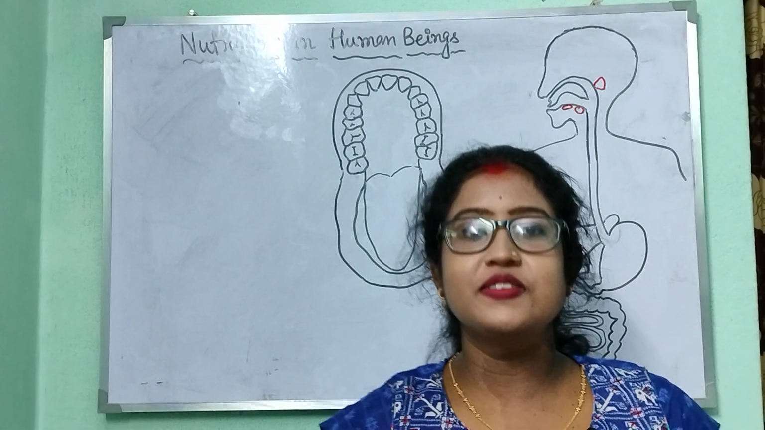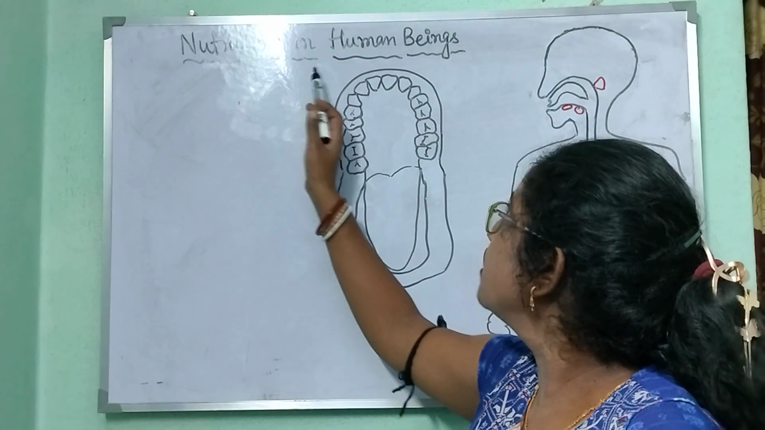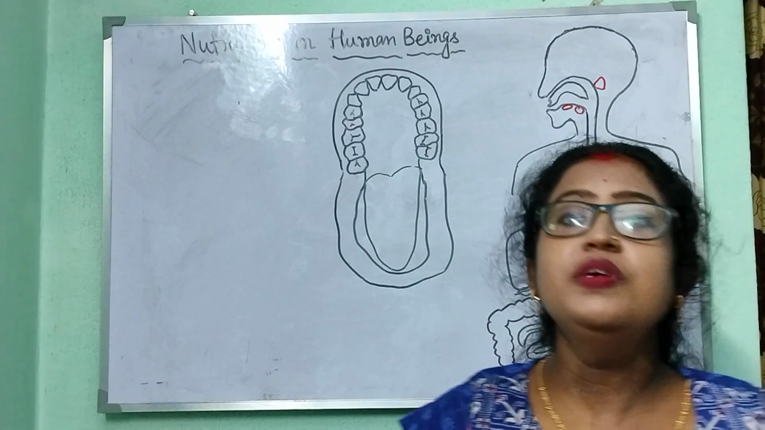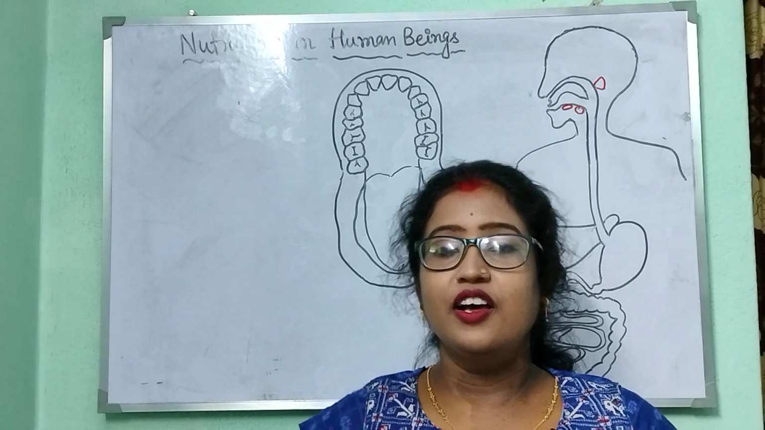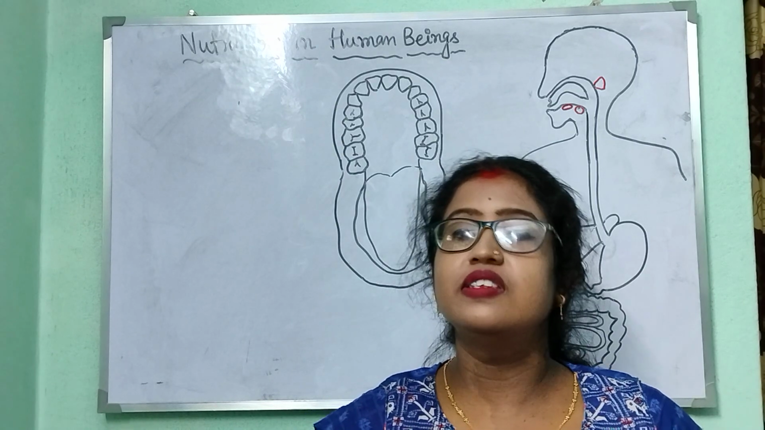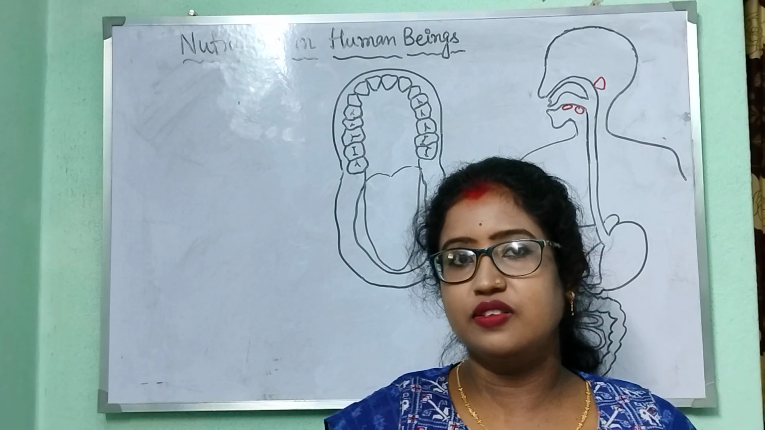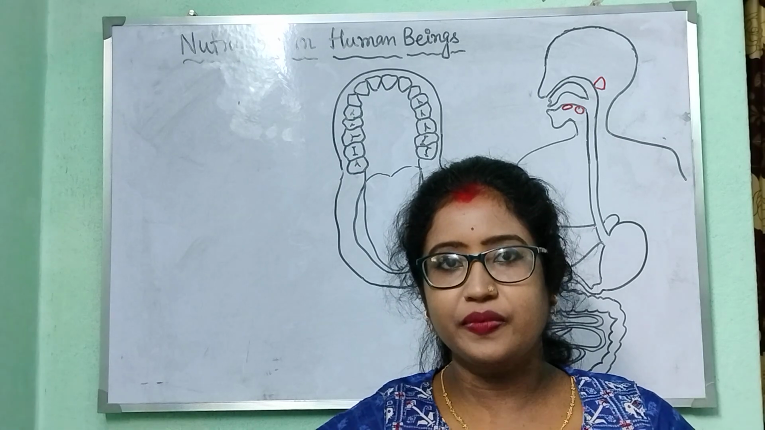Today we will discuss a special topic, that is nutrition in human beings. Humans are basically omnivorous animals. Omnivorous means they take plants as well as different animals as their food.